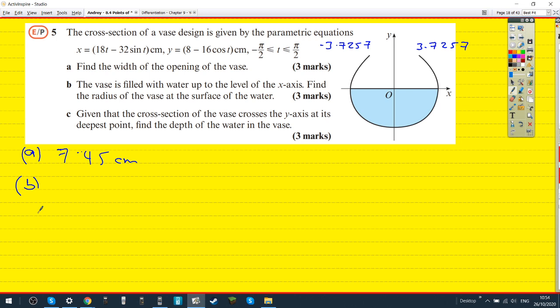I'm guessing they're asking me for the vertical line below the x-axis. I think that's one way to do it. So this length here, is it? Yeah. The vase is filled up to the level. No, at the surface level. So it'll be horizontal. Yeah, it'll be.